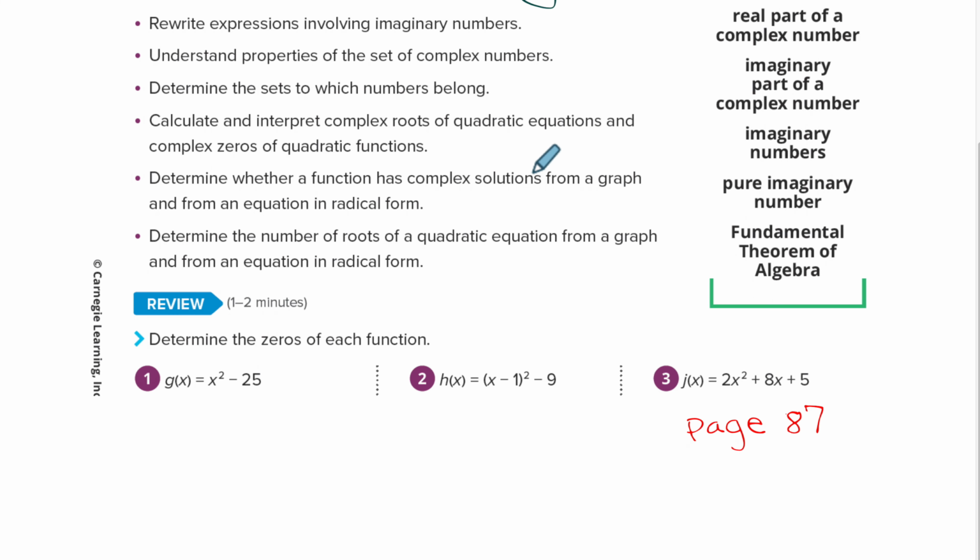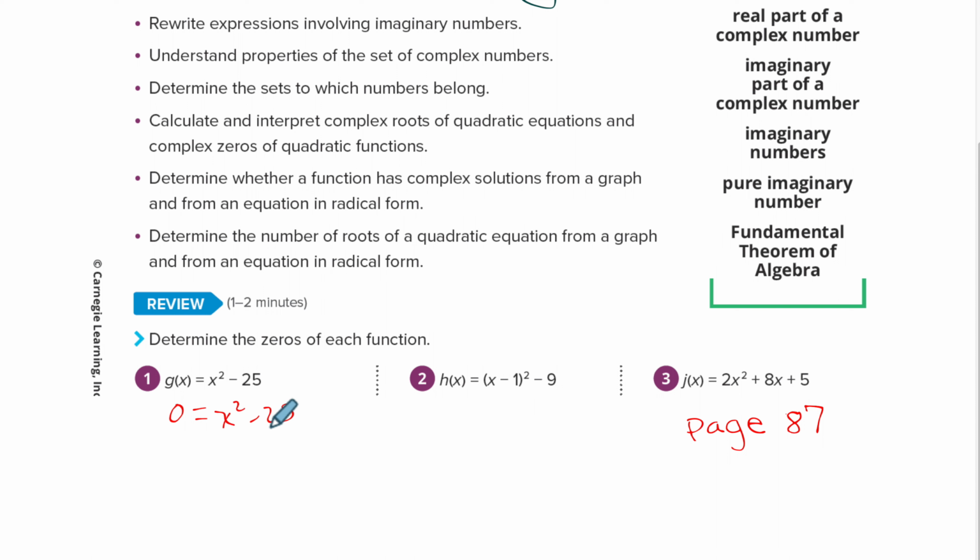Let's do some review. We're looking at page 87. We're going to start with number 1. We're going to do number 2. It says determine the zeros of each function. So remember to do that. Let's switch it up to red here. We're going to get 0 equals x squared minus 25.